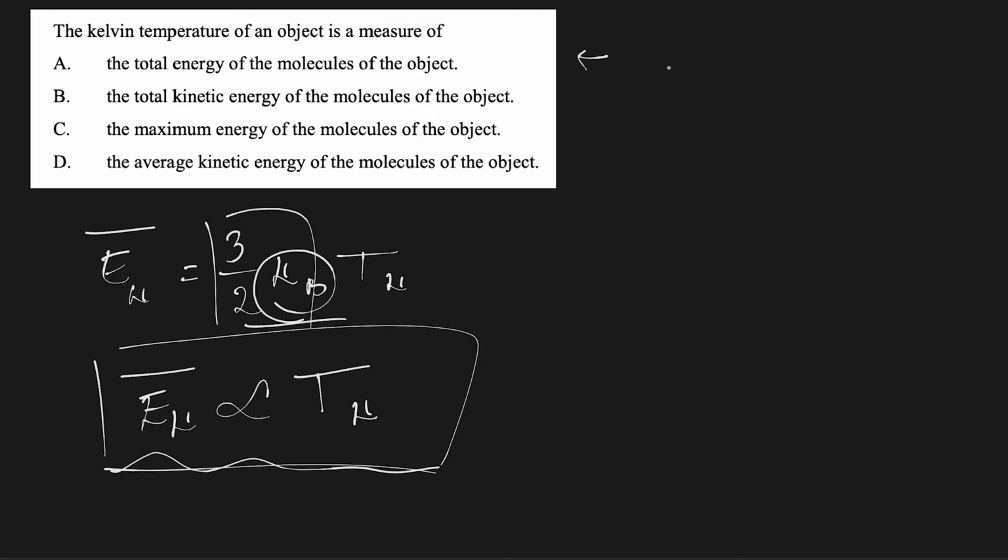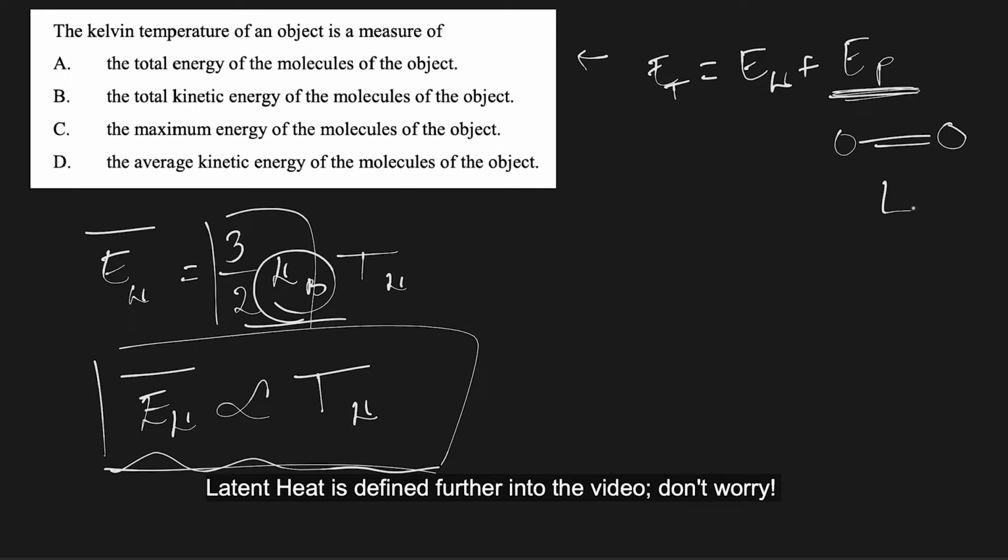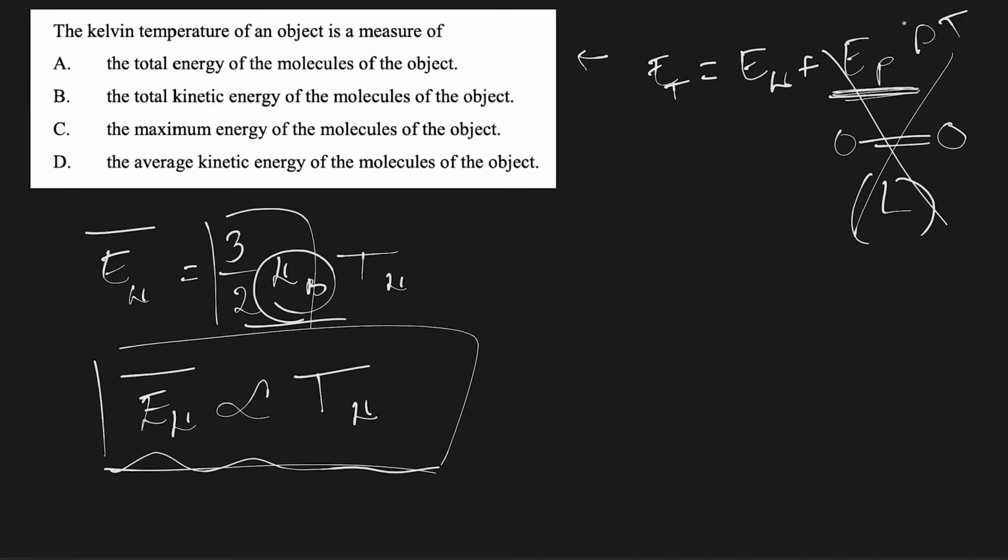Well, the total energy, E total, is equal to the kinetic energy plus the potential energy. But remember, temperature does not measure potential energy. Potential energy is related to the bonds, and the bonds are quantified using latent heat. So this is definitely a no-go, because change in temperature definitely cannot define the potential energy. But the kinetic energy, sure. So we can already eliminate A.